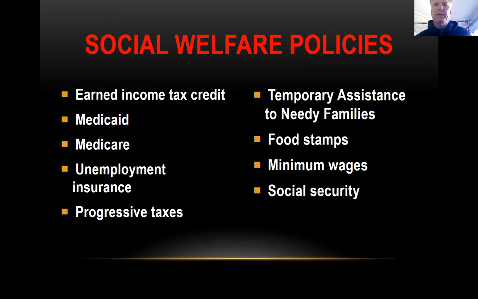And then finally, we'll talk more about some of these social welfare policies in class. These are some of the main national social welfare policies that are intended to alleviate economic inequality and poverty: the Earned Income Tax Credit, Medicaid, Medicare, unemployment insurance, progressive taxes, Temporary Assistance for Needy Families, food stamps, minimum wages, and Social Security. These are the primary ones, and we'll talk more again about social welfare policy in our next class meeting, and some more about these in particular.